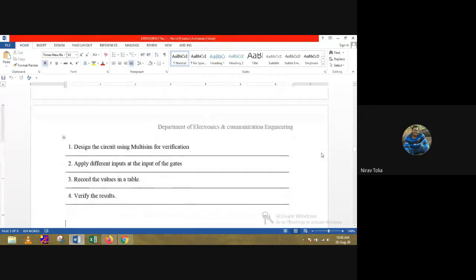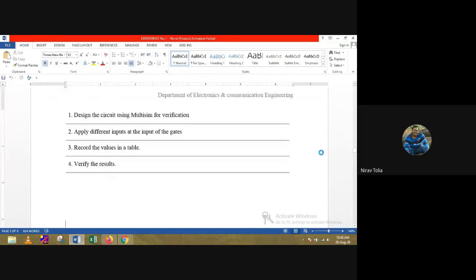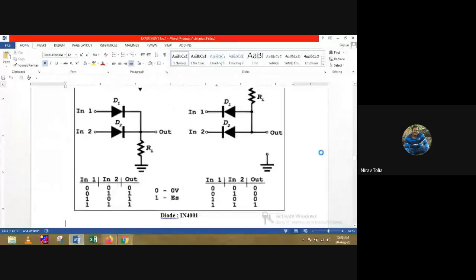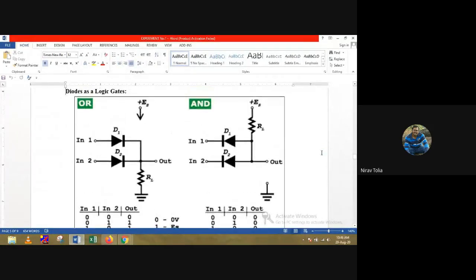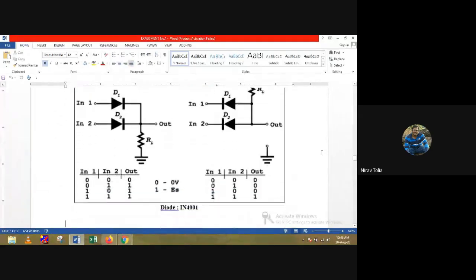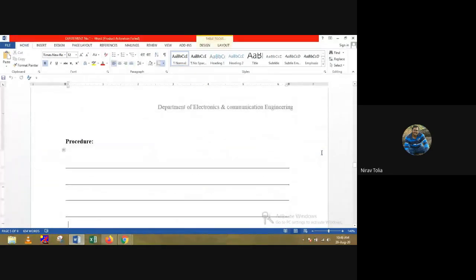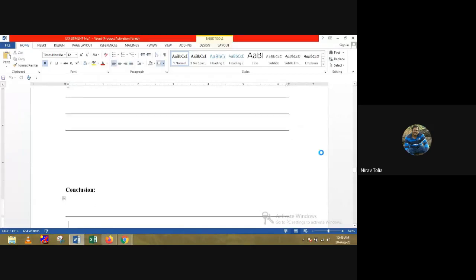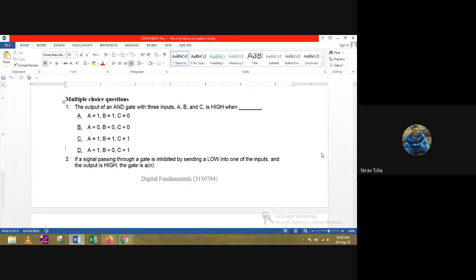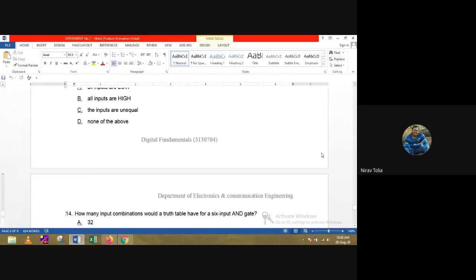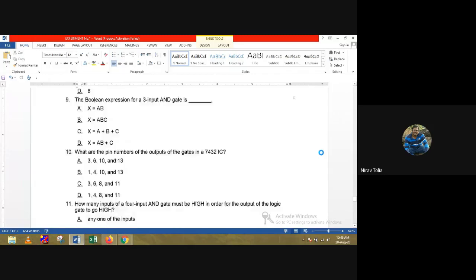So that multi-sim process we do not use till now. Okay, so diode as a logic gate as a symbol I am already given here. How it will work, conclusion you have to write down in your own language. And now there are some question answers, so you have to give me the question answers.